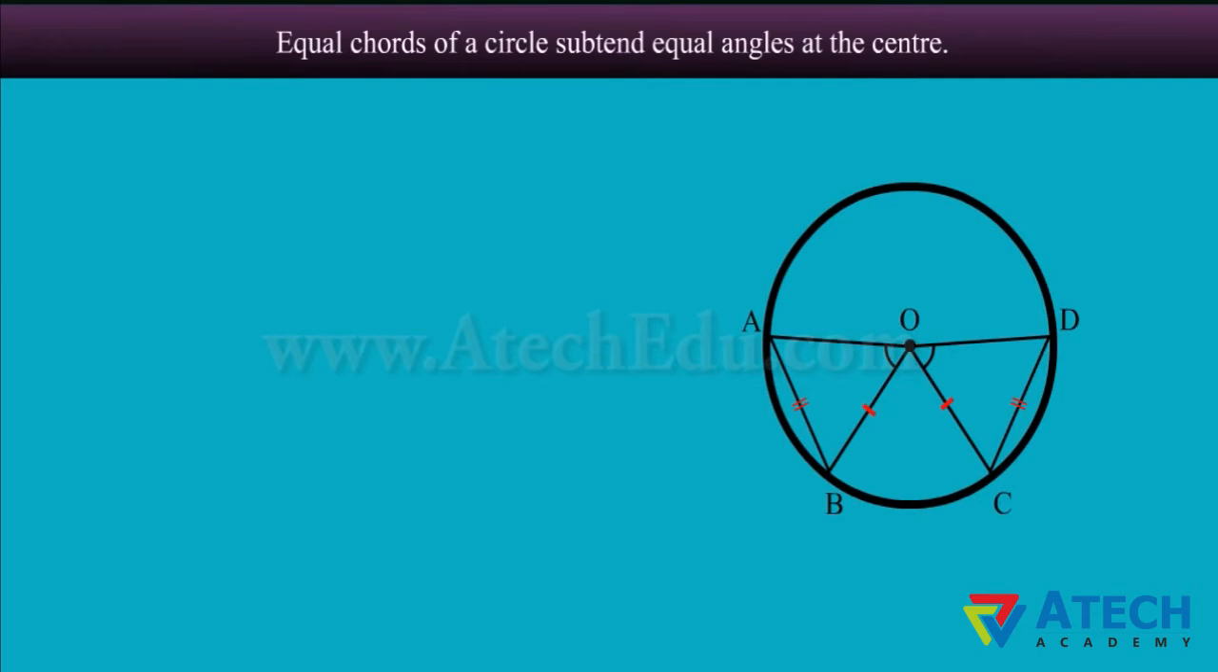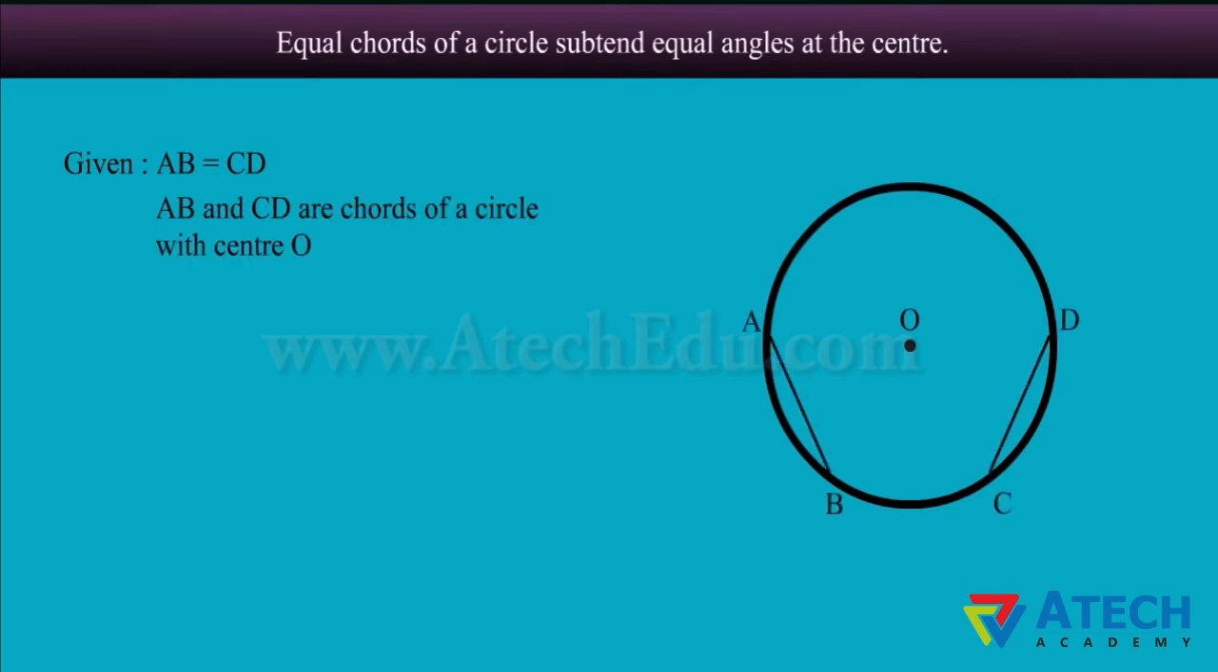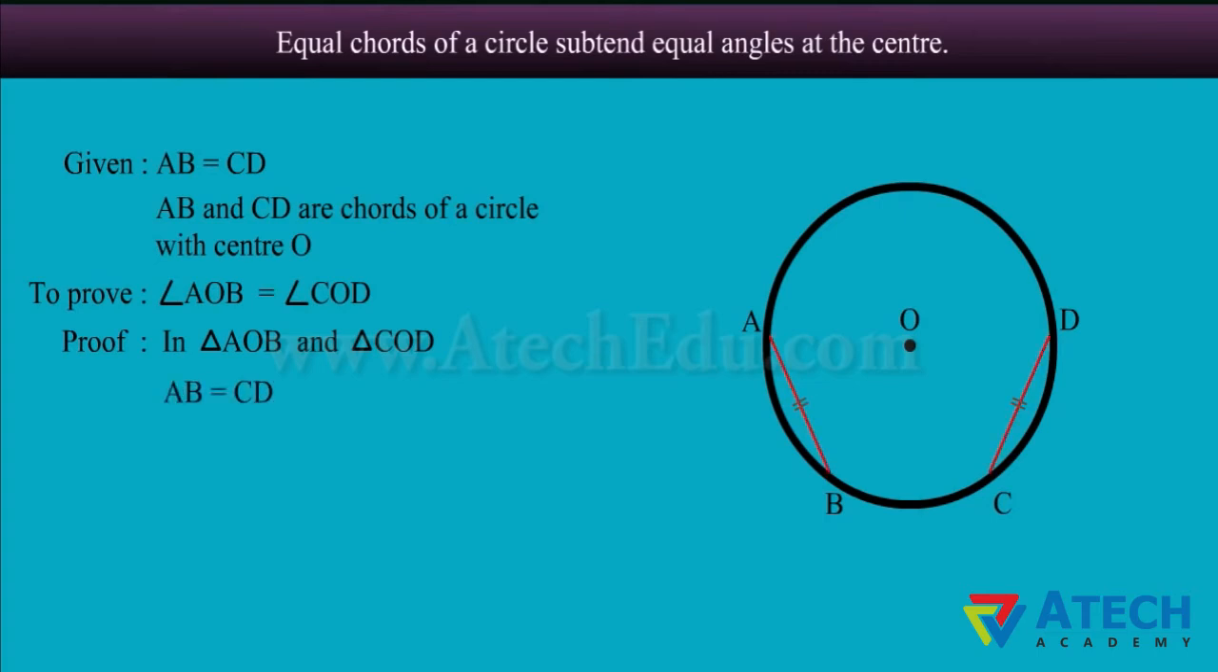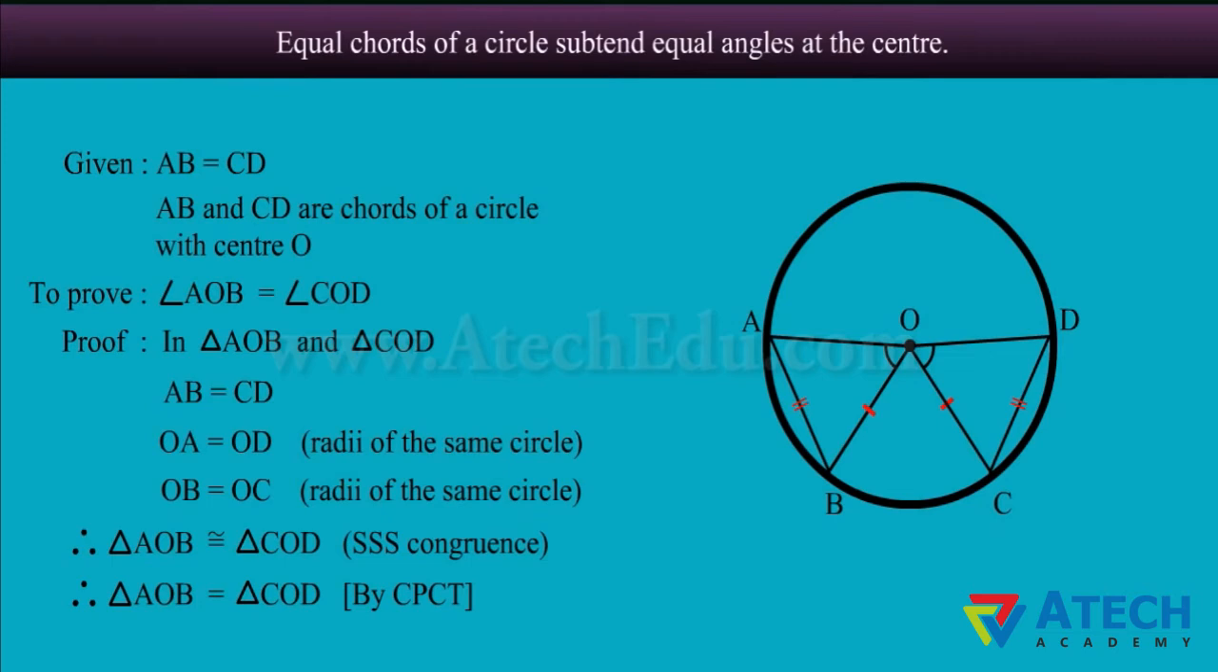Equal chords of a circle subtend equal angles at the center. It is given that AB is equal to CD, and they are chords of a circle. We need to prove that angle AOB is equal to angle COD. In triangle AOB and triangle COD, AB is equal to CD. OA is equal to OD, as they are radii of the same circle. Similarly, OB is equal to OC, as they are radii of the same circle. Hence, triangle AOB is congruent to triangle COD by SSS congruence. Thus, angle AOB is equal to angle COD by CPCT.